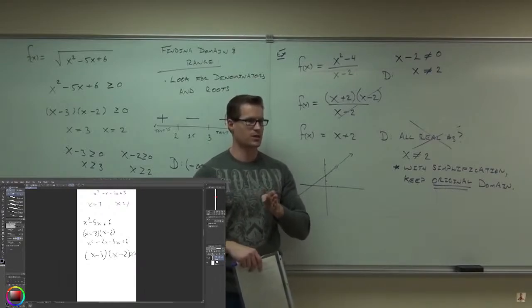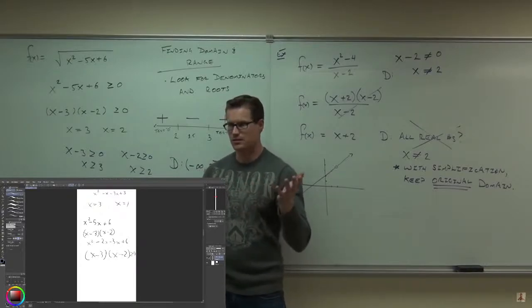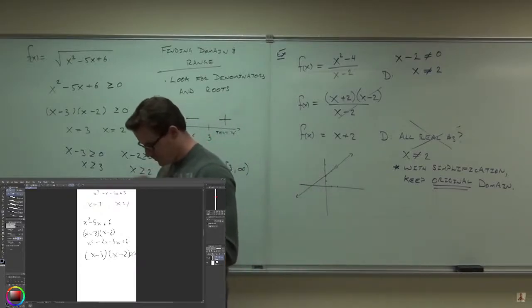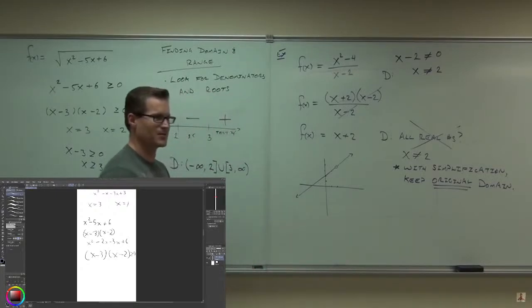That makes sense. Kind of simple, doesn't it? If you can cancel out, it's a hole. If you can't cancel out, it's an asymptote. That's it. You want me to write that down? Yes. I was hoping I'd get away with something.